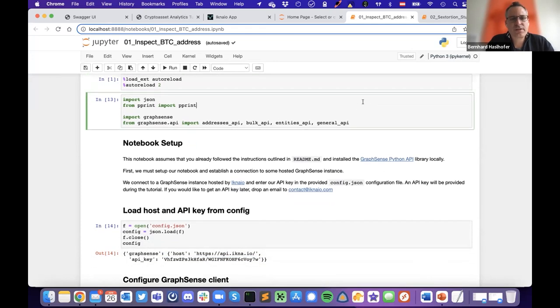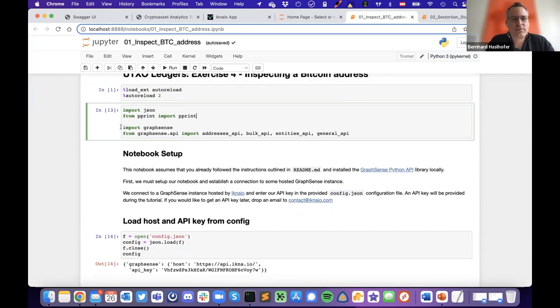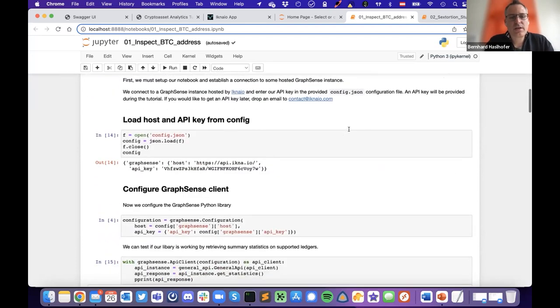So what we do is we load the CryptoAsset Python API, which can be installed by just cloning the corresponding GitHub repository and installing the Python library. Then for this API, we need an API key, and you can use the same you used for the dashboard, because the dashboard itself is just another API client. So it's the same underlying mechanism. So you can use this key to access the API.